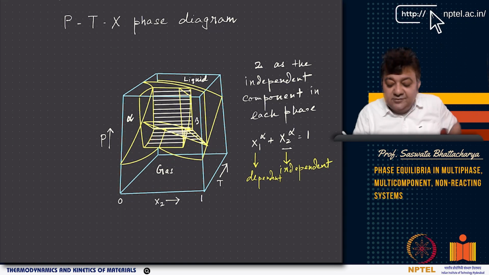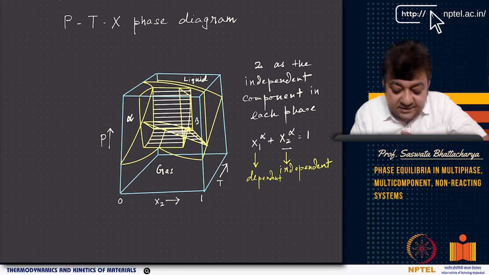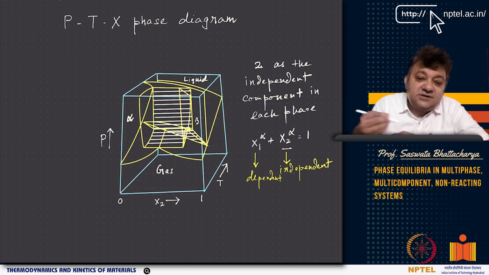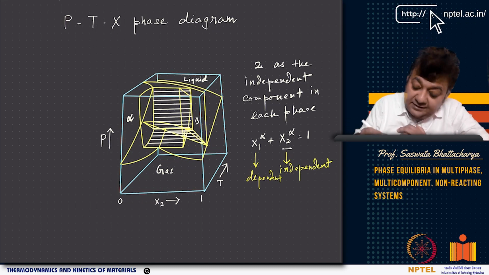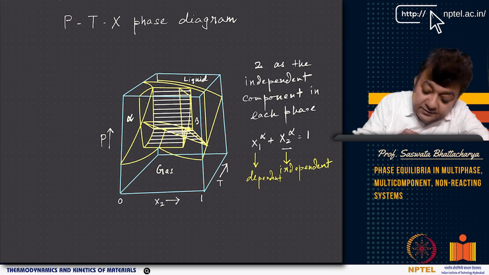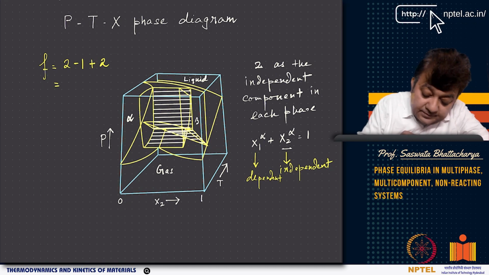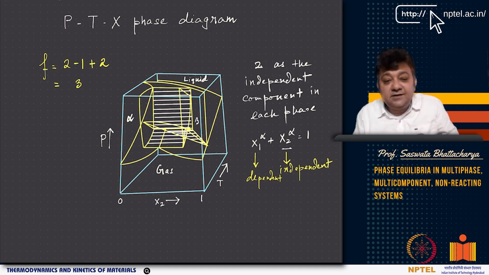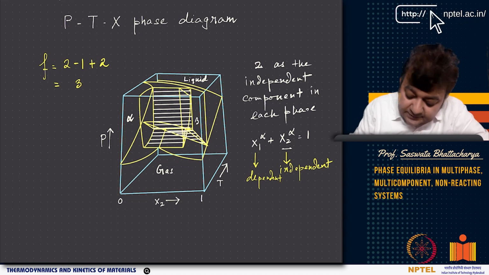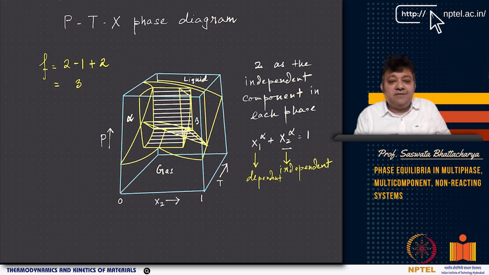What I am trying to say is that in such a PTX diagram, again the degrees of freedom relation is f equal to c minus p plus 2. If you look at the alpha phase field, at any point in this phase field, you will see f equal to 2 minus 1 plus 2, which is equal to 3 degrees of freedom. Now if you look at the single phase field, you have a degree of freedom of 3.